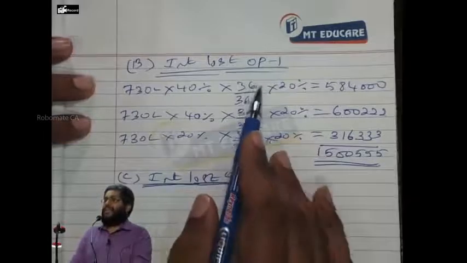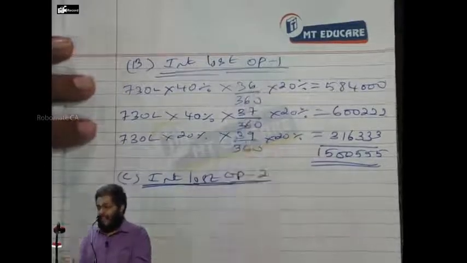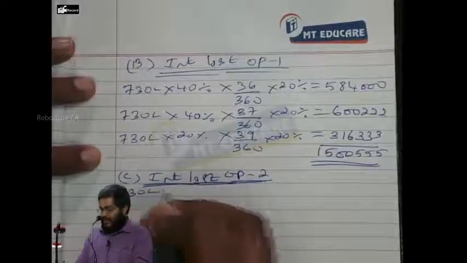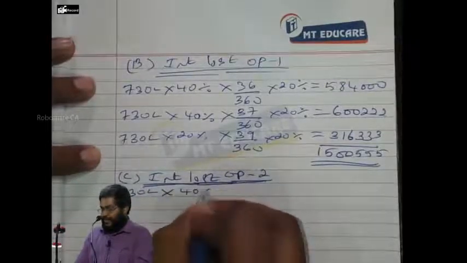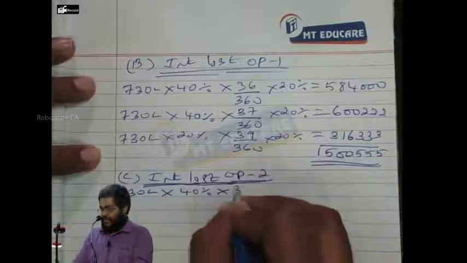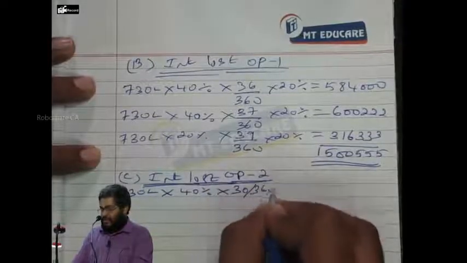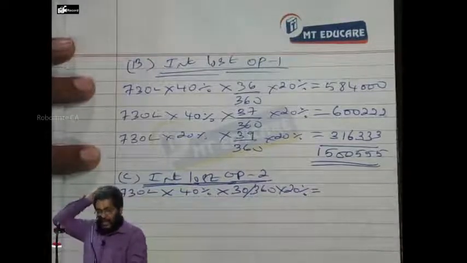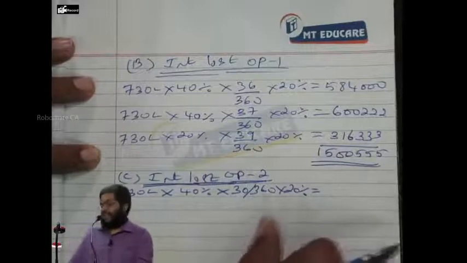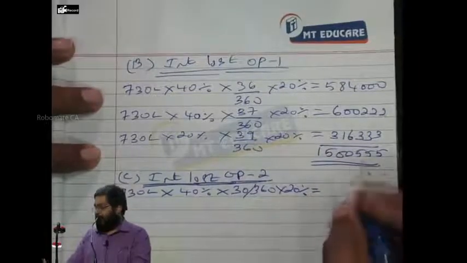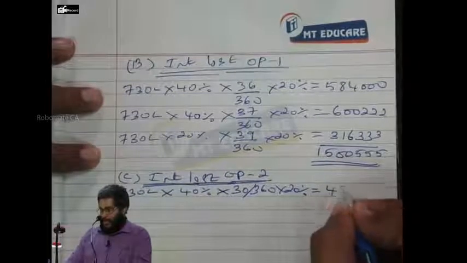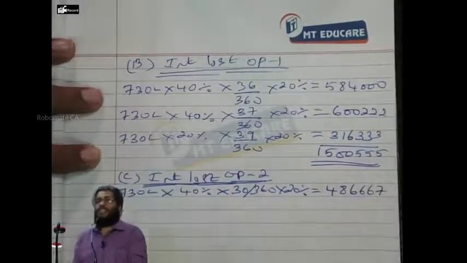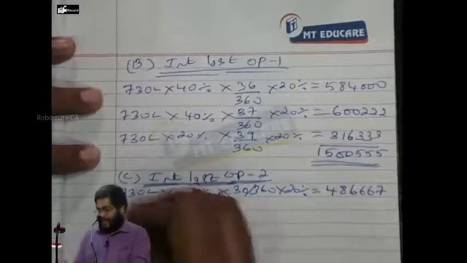Everything is the same. Instead of collecting in 36, tell me how many days? 30 days. That's all. Can I do it together or not? No. First, 730 lakhs into 40% into 30 by 360 into 20%. What's the number here? 486,667.